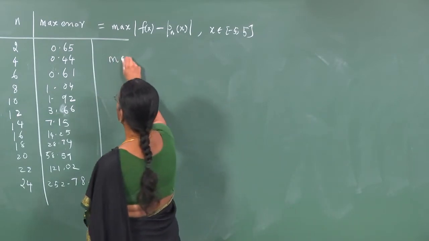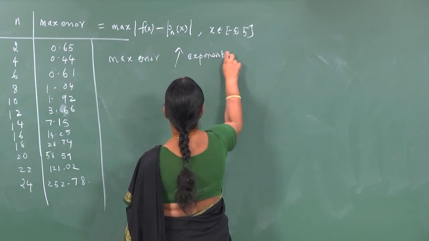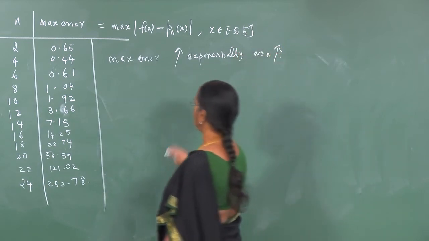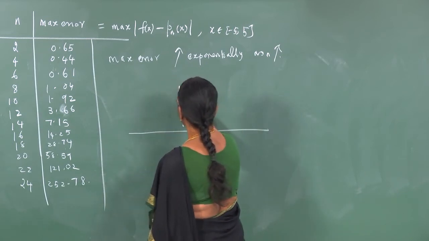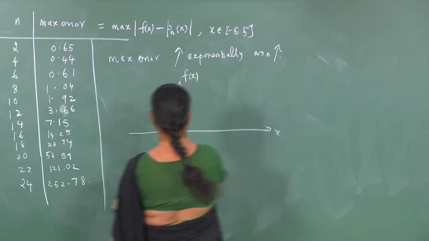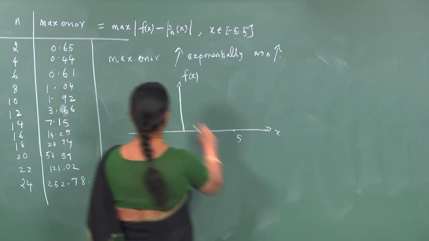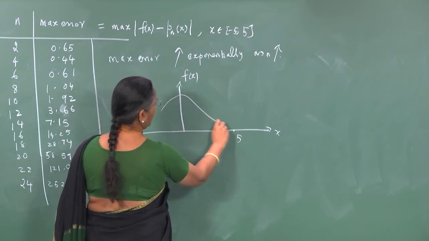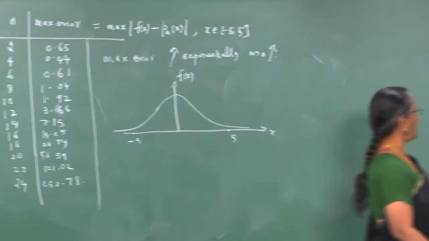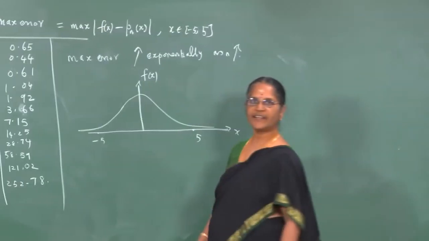And we see that the maximum error increases exponentially as n increases. In addition, he also observed that if we plot this function f(x) as a function of x in the interval -5 to 5, at x equal to 0 it takes a value 1, and when x is -5 or +5, it takes a value which is 1/(1+25), that is 1/26. The graph of the function is something like this.